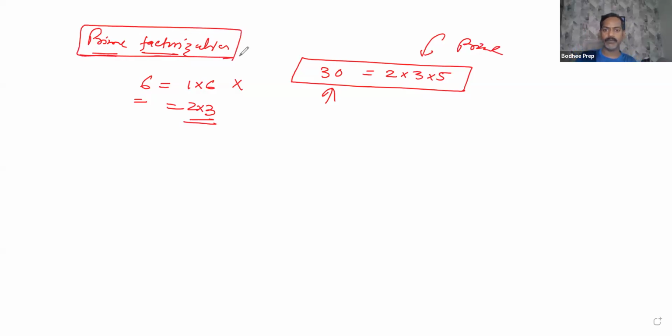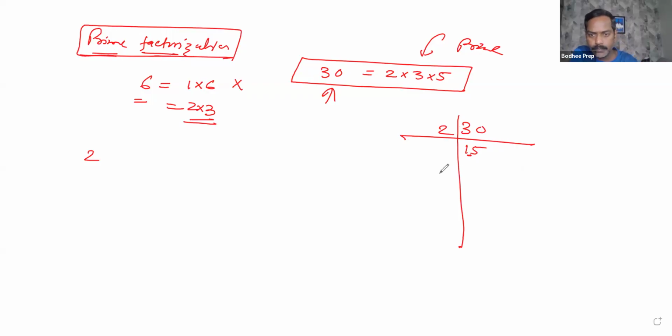Now, what is the best way to do prime factorization? It's the long division method. Very simple. You must have heard about it during your school days. For example, I want to get the prime factorization of the number 30. So I'll start with the smallest prime number 2. I'll divide this 30 by 2 and we'll collect the quotient. Quotient in the sense, 2 into what will give me 30? Of course, it is 15.